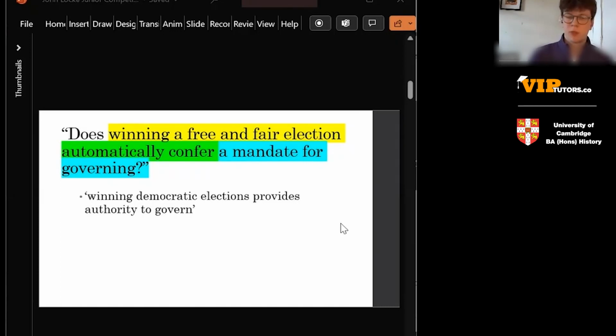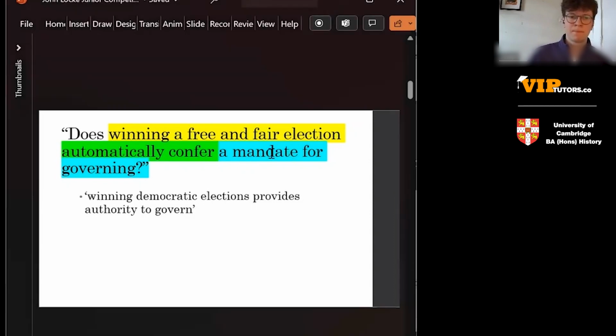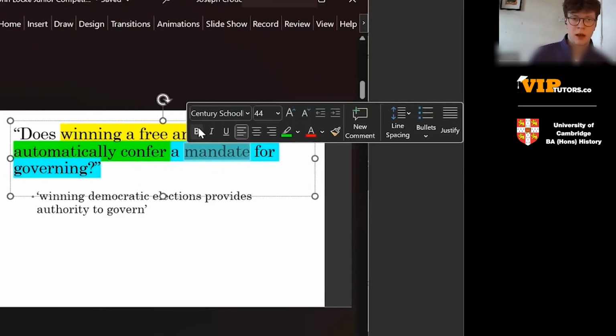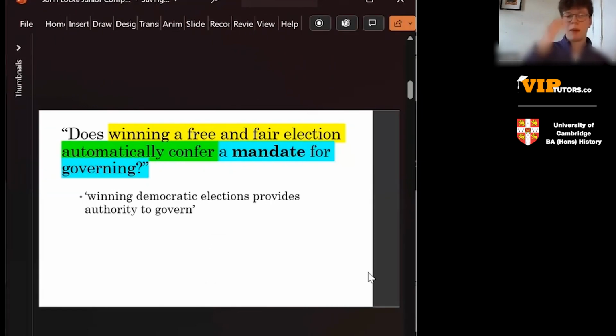Does winning a free and fair election, so that is a democratic election, in any Western democratic country today, this is what a free and fair election is getting at, automatically confer, so by default, without hesitation, as soon as somebody, a party, a politician is elected by a free and fair election, then they are instantly, without any dispute, given, so confer is given, provided with a mandate for governing. Now, a mandate for governing, this word mandate, I'll put this in bold because this is the tricky word here that you may not be familiar with. And now mandate is, to put it simply, authority to govern. So you've won an election and the system provides that you are instantaneously, automatically provided the authority to govern.